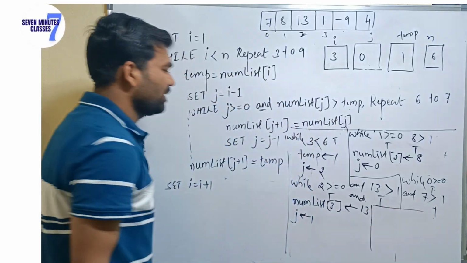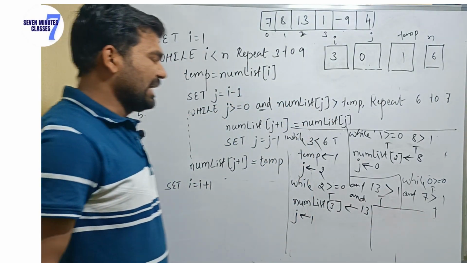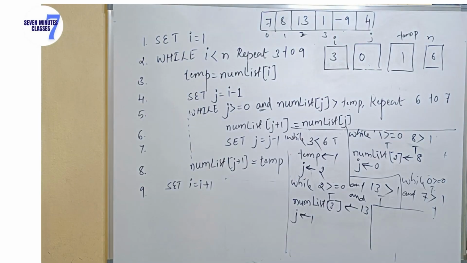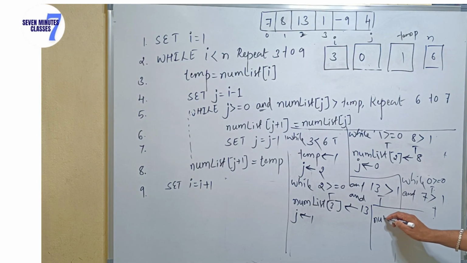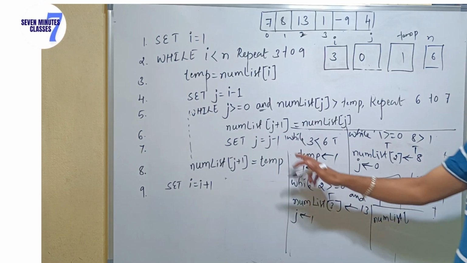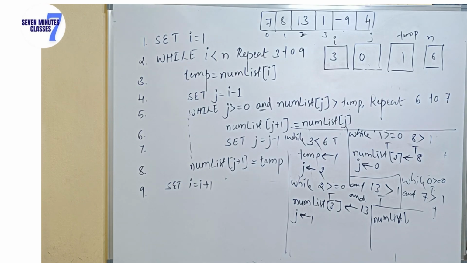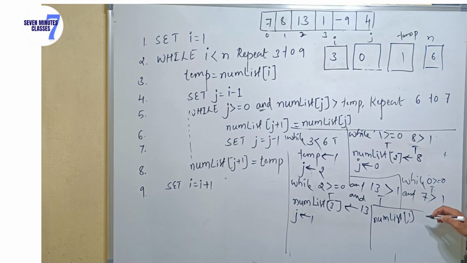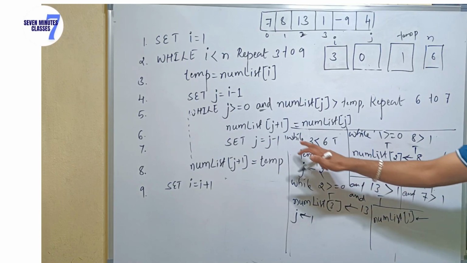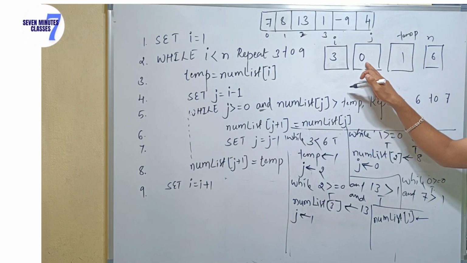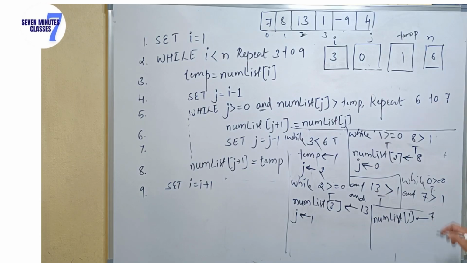So what to do? So let me write this way. Okay, I read this side. Now num list of, look at this, j plus 1. What is the value of j? That is 0. 0 plus 1 is 1. Num list of 1 in this. Num list of j, that is num list of 0, that is 7.